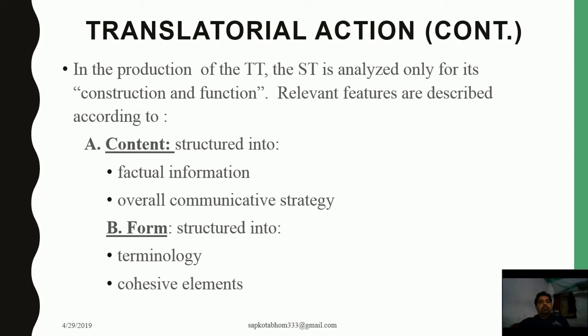Similarly, in the production of the target text, the source text is analyzed only for its construction and function. Two types of categories are given there. Relevant features are described according to the source text, and should be categorized on the basis of content. Content should be structured into factual information. Yes, there should be factual information in the target text. The overall communicative strategy should also be included while translating into the target text.